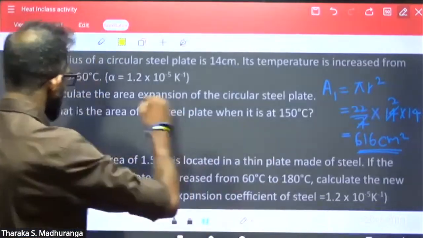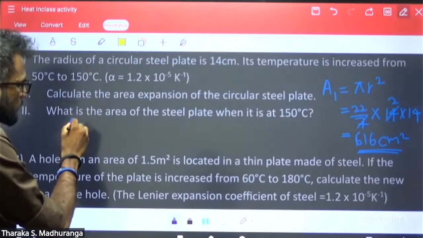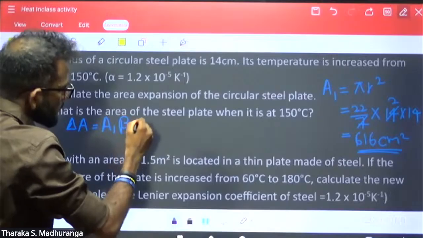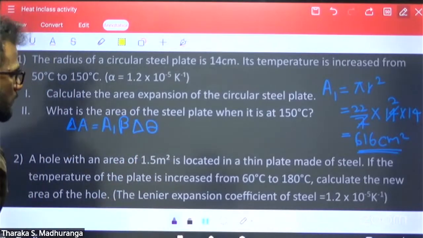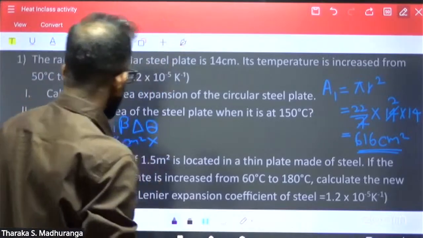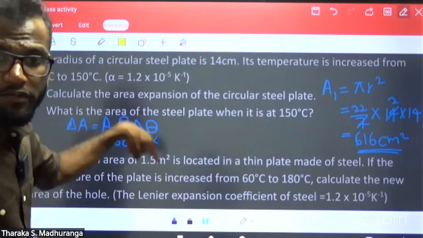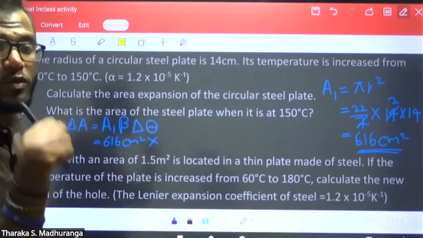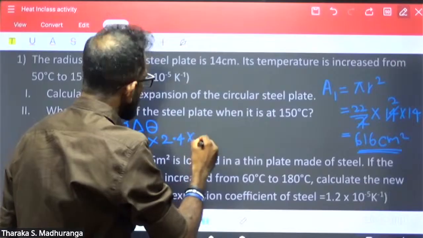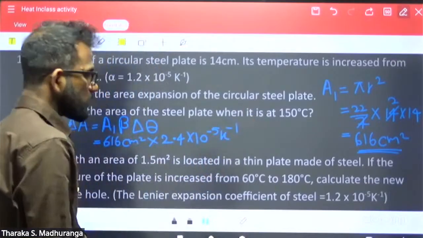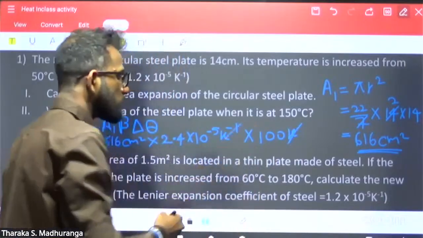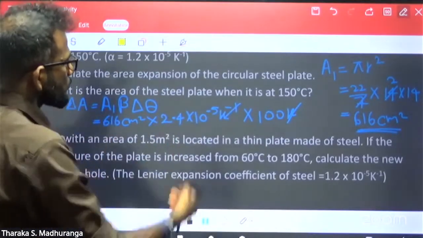Okay, now you can substitute to the equation. Delta A equal A1 beta delta theta. Now the A1 I got 616 square centimeter. The question gave alpha, so how do you convert into beta? By multiplying by 2. Then 1.2 into 2, 2.4. 2.4 into 10 to the power minus 5 per Kelvin. Then multiply by temperature difference, which is 100 Kelvin. Then Kelvin and Kelvin minus 1 cancel out. 616 into 2.4.